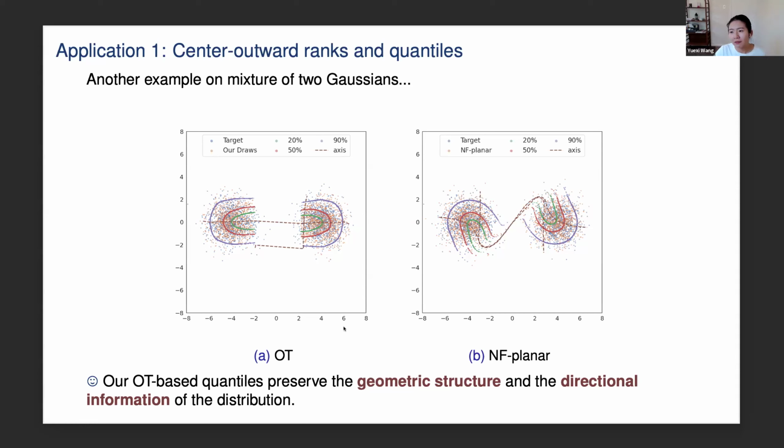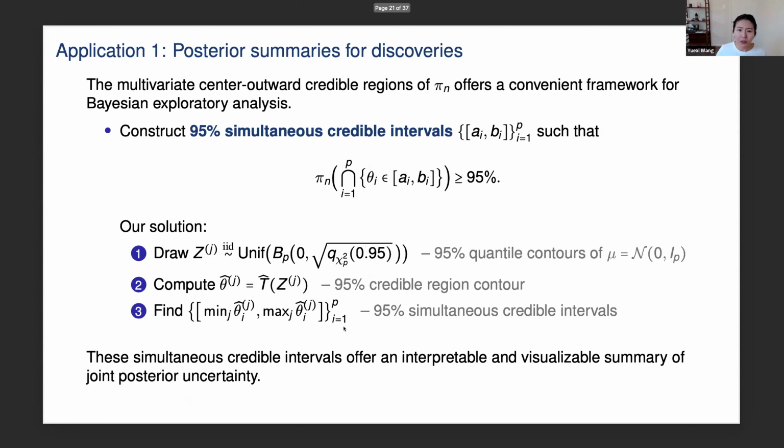This is useful when you have a bivariate distribution, where you can directly visualize everything that has been going on. When you have an even higher dimensional case, we think these multivariate credible regions offer a convenient framework for you to do, say, exploratory analysis. So we present 2 examples here.